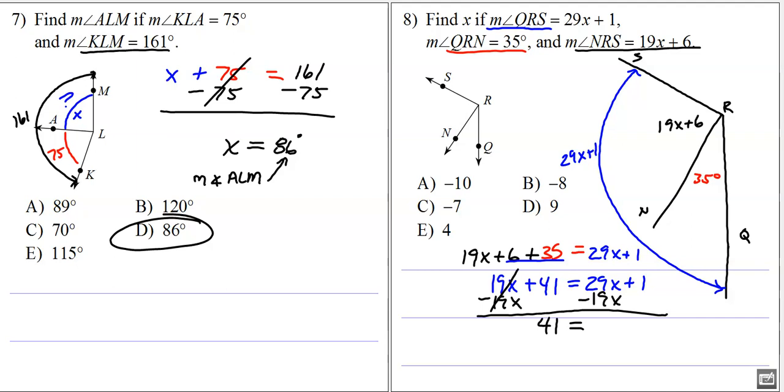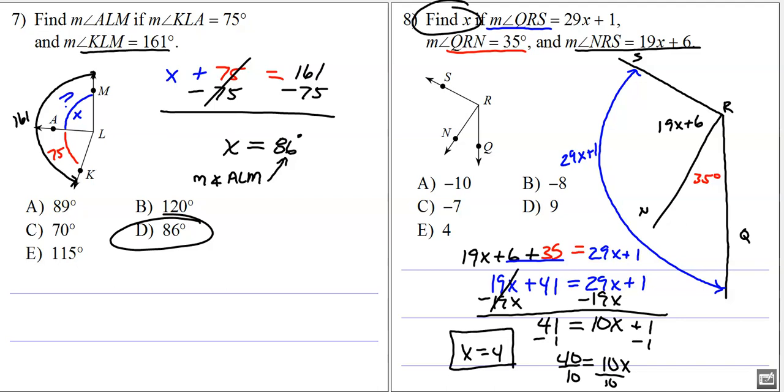29 minus 19x is 10x. Added to 1. I need to get rid of that plus 1, so I'm going to minus 1 from both sides, which gives me 10x equals 40. Last move, divide, divide, and I get x equals 4. Now, it does say find x, so I don't really have to plug it in. Again, if this was a test, I would take this 4, and I would jam that sucker in right here and right there and see if it works.